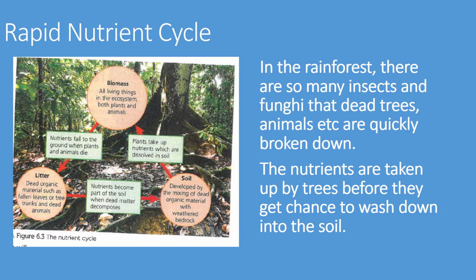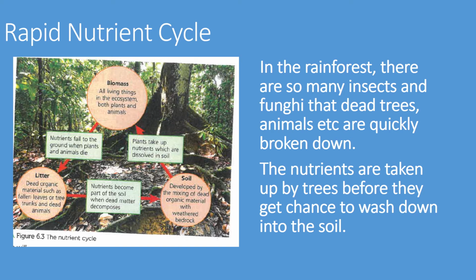Now, in the rainforest, there are so many insects and fungi that when the trees fall down, for example, they're actually very, very quickly broken down. So in the UK, for example, when a tree falls down, it may well be still there 2 years later. It'll have rotted down a bit, but it certainly won't have disappeared. Whereas in the rainforest, it would have done, and they get broken down very quickly.